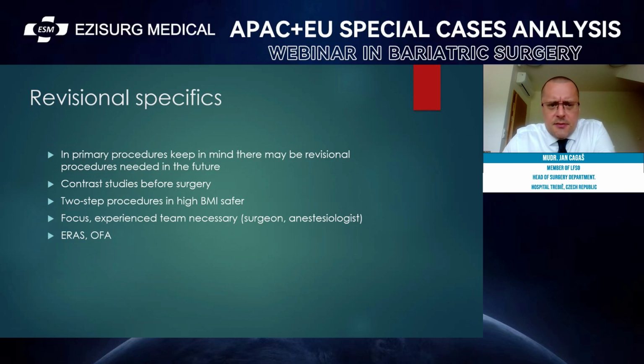And in high BMI patients, approximately above 50, I would advocate for a two-step approach, like first sleeve, keeping in mind that the patient will still need a revisional surgery or conversion to bypass in the future. To do that, you need, of course, a very experienced and focused team because some of these procedures might be risky and challenging. In our department, we use or try to do ERAS, and we also prefer opioid-free anesthesia.